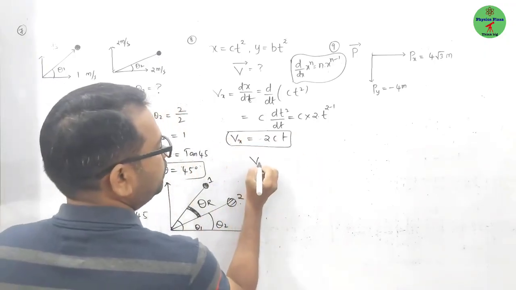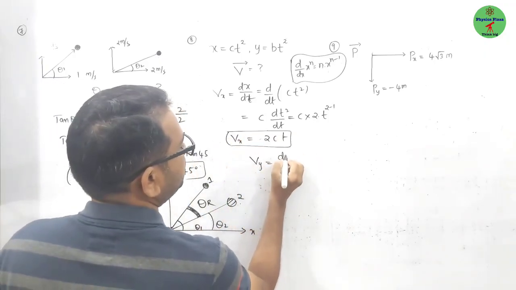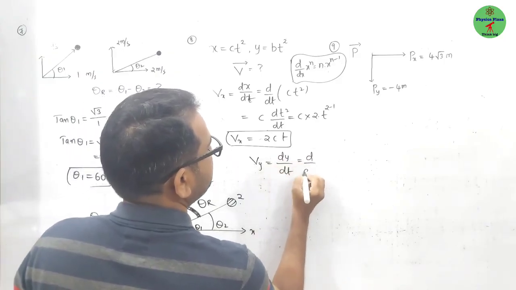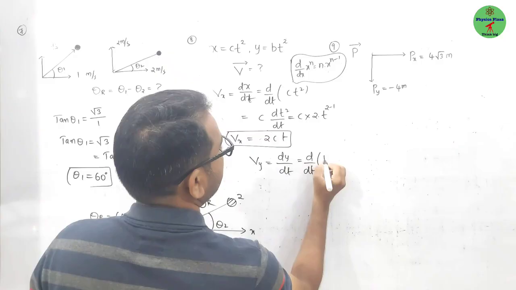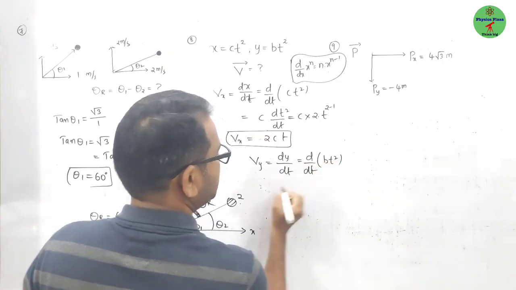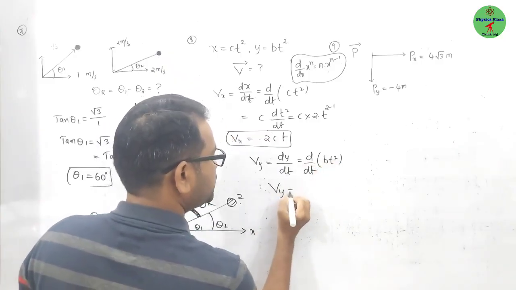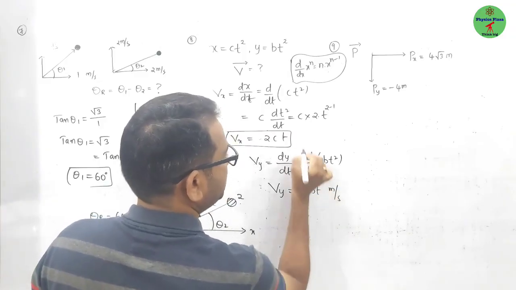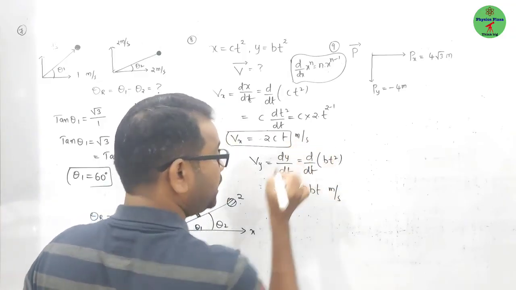Similarly, the vertical component is going to be dy by dt. So this is d by dt, where y is given as bt square. So this is also going to be directly, what, children? 2bt meter per second. Here also let us write meter per second because it's a velocity.